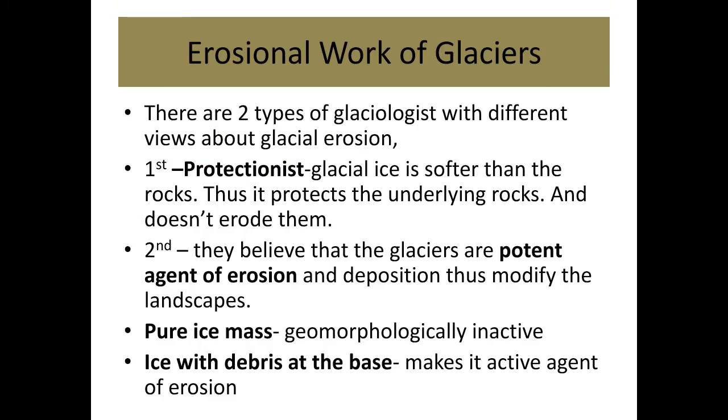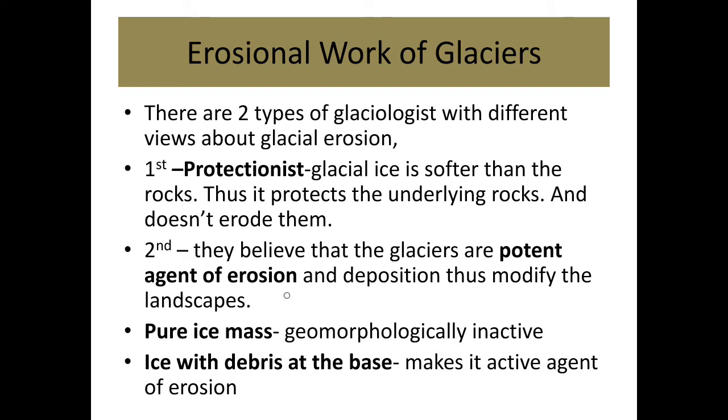In this video, I'm going to present about glaciated topography: the erosional work of glaciers. There are two types of glaciologists with different views about glacial erosion. The first group are known as protectionists because they say the glacial ice is softer than the rocks, so it protects the underlying rocks and can't erode them. The second group believe that the glacier is a potent agent of erosion and deposition, and thus modifies the landscapes.